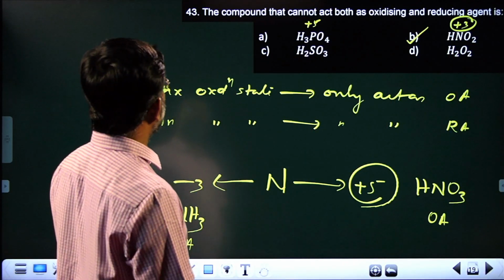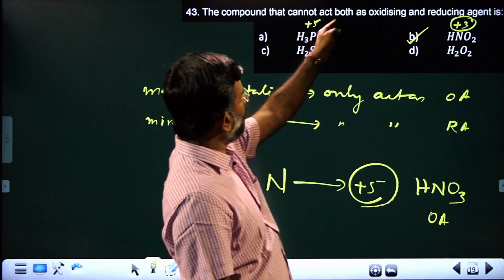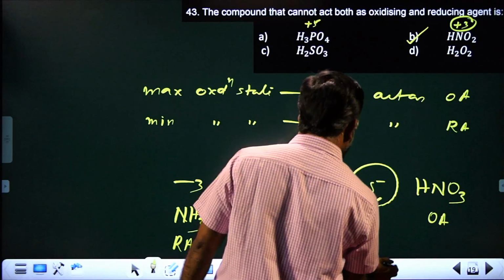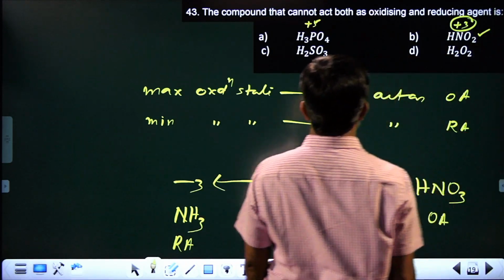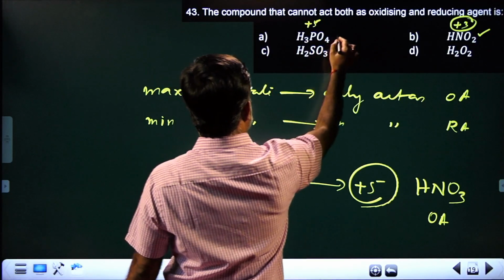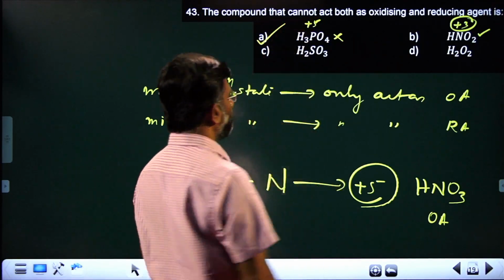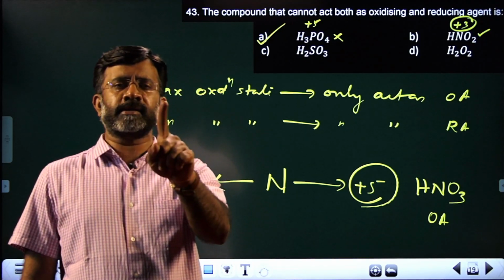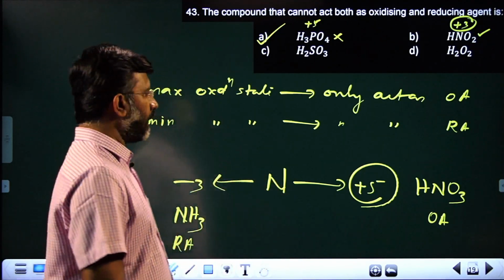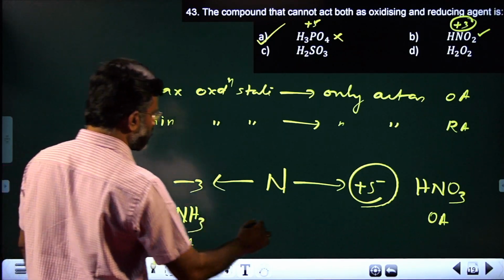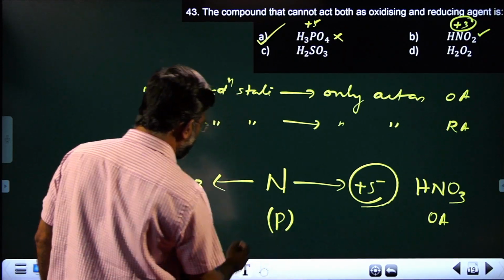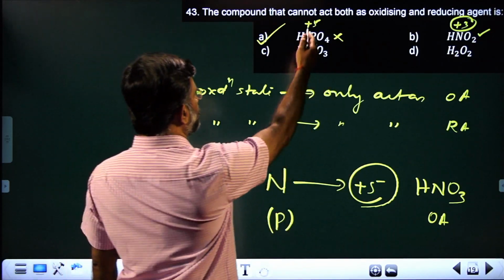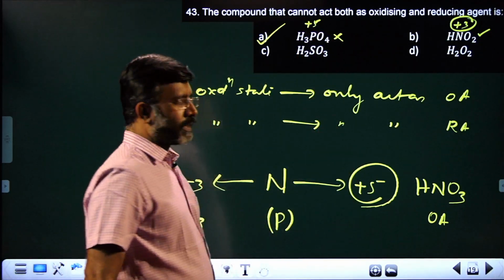What is our question? The compound that cannot act as both. So this can act as both, this cannot, and this is our answer: H3PO4. It can only act as an oxidizing agent. Phosphorus belongs to the nitrogen family. The minimum state is -3, the maximum state is +5. Now it is in the +5 state, so it can only act as an oxidizing agent.